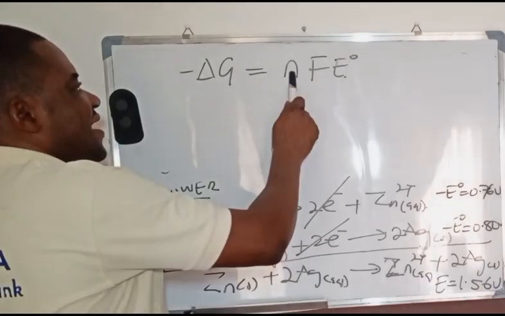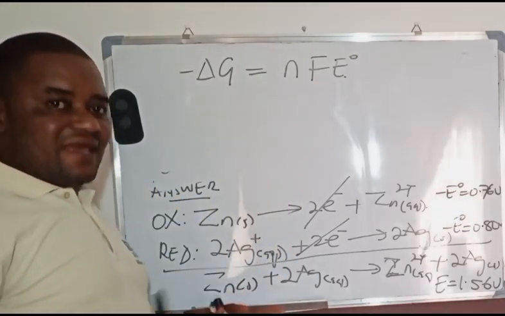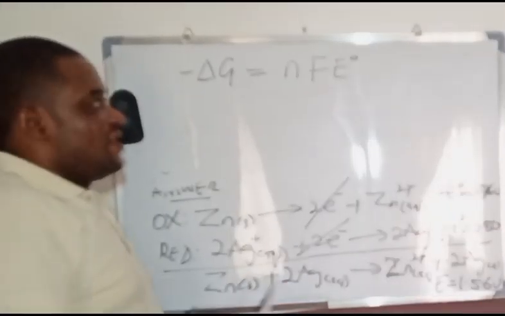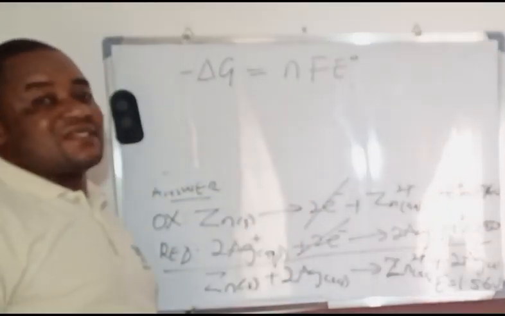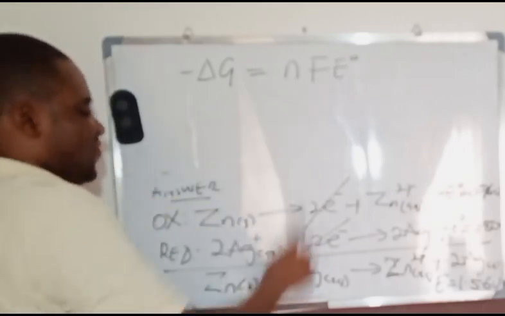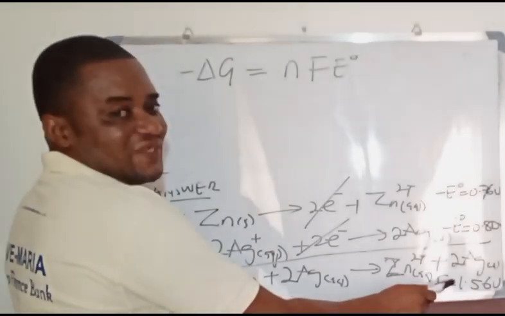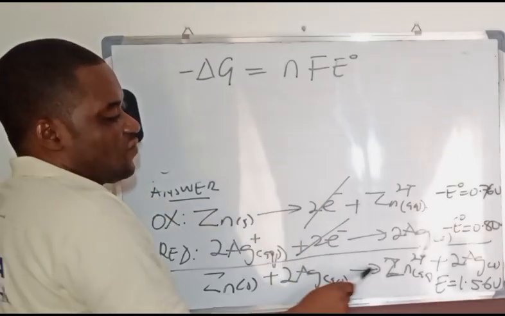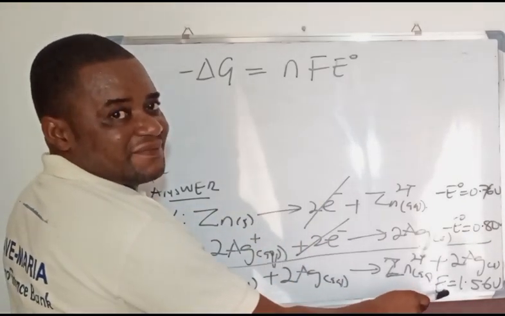Of course, the N is the number of electrons in the reaction, and then the F is the Faraday constant, while the E° is the standard what? Electrode potential. Alright, that is why we needed the overall standard electrode potential, which is this. So all that we're doing here is for us to get this, which is the overall standard electrode potential.